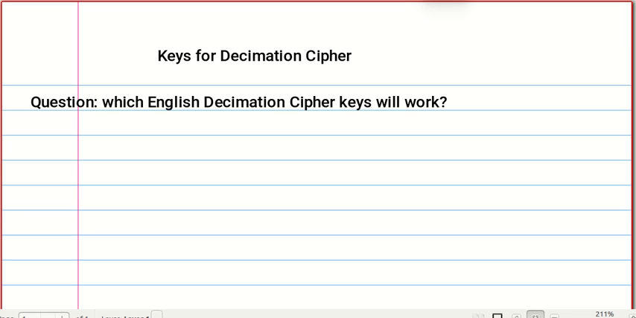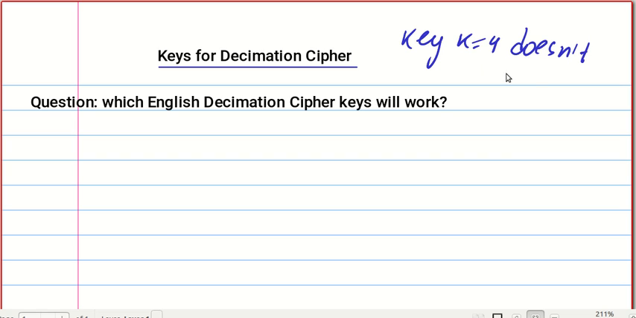Hello students, welcome to this lecture in which we're going to go back to the decimation cipher. If you remember, before the review lecture, we figured out that not all keys are good, like key k equals 4 doesn't work, right? That's why we went to the review lecture, and now we're going back to the decimation cipher.